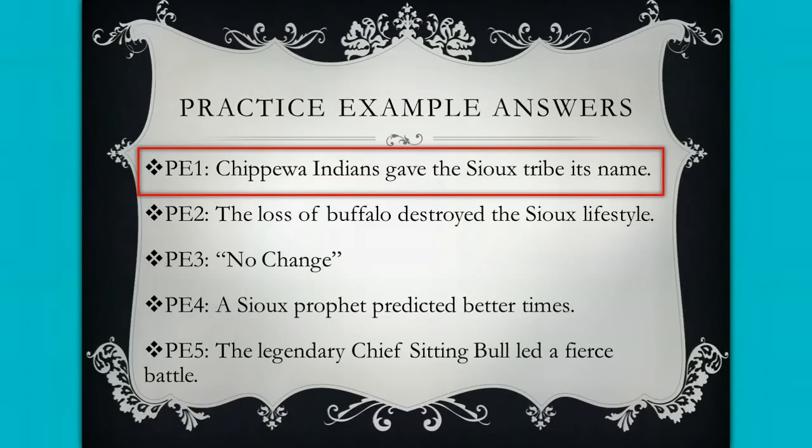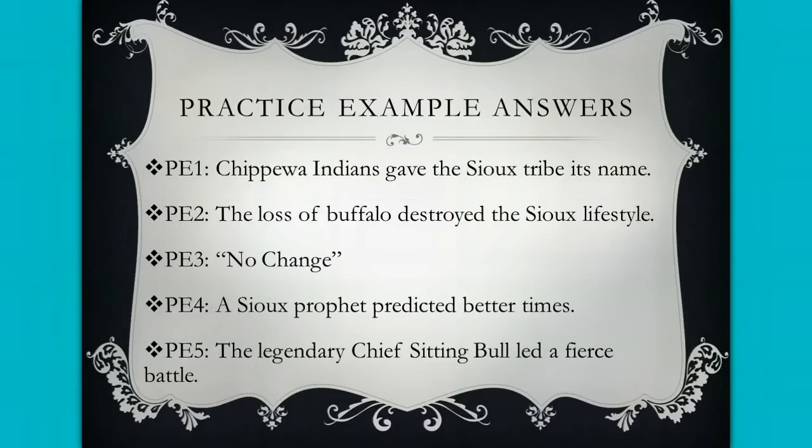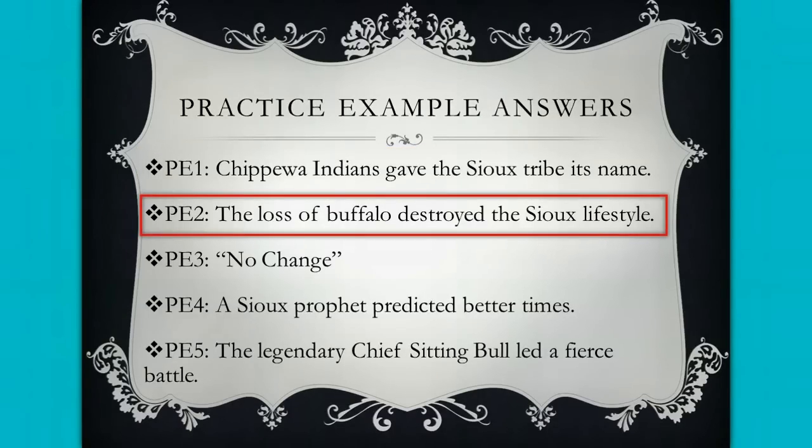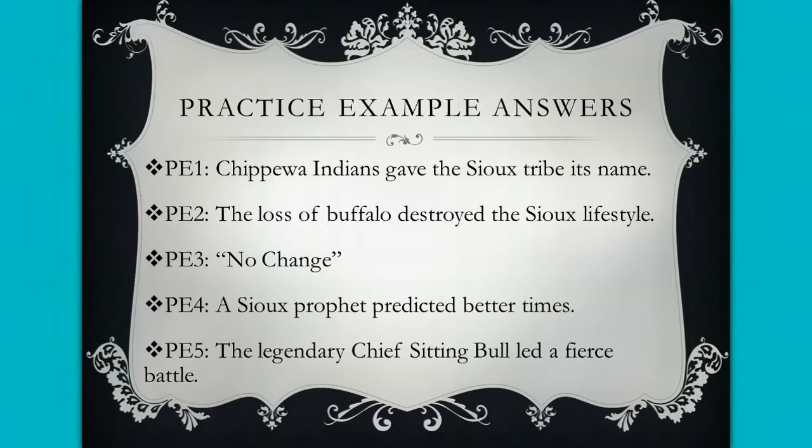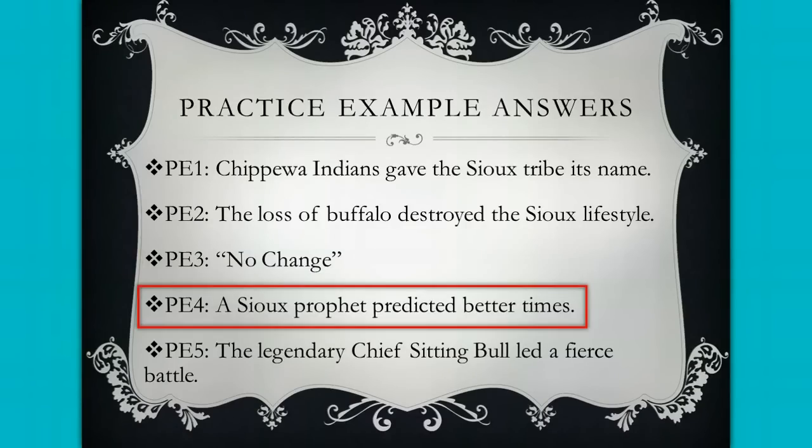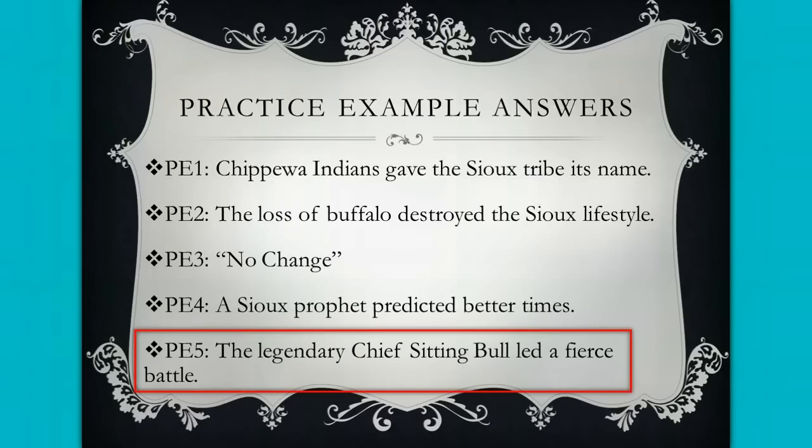Number 1. Chippewa Indians gave the Sioux tribe its name. Number 2. The loss of buffalo destroyed the Sioux lifestyle. There's no change for number 3 because we don't know who or what took over the Sioux land. Number 4. A Sioux prophet predicted better times. And number 5. The legendary Chief Sitting Bull led a fierce battle.